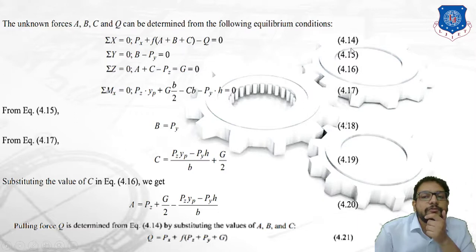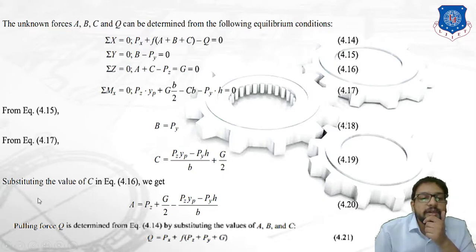Now from equation 4.15, we can clearly find out that B is equal to Py. Right, this is very clear, B is equal to Py. So this is our first equation. Now from equation 4.17, we can make C the subject. So the equation will become C is equal to Pz into Yp minus Py into H, upon B plus G by 2. Okay, so you can clearly see that we have taken b by 2 common out. Entirely in the other equations in which b is not present, it would be divided by that.